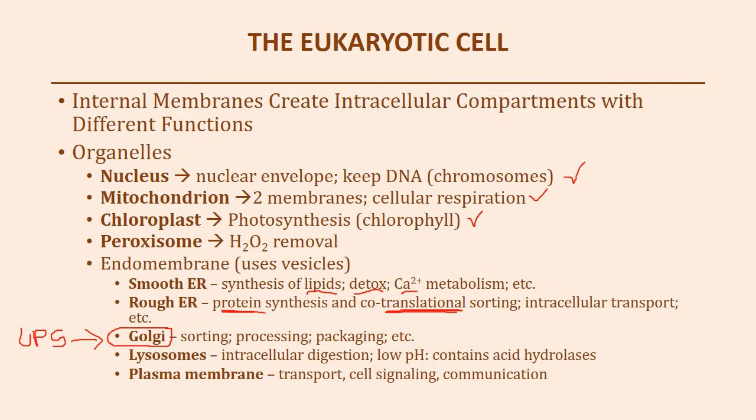So is the cell trying to generate testosterone? Is it trying to generate milk? Maybe we're looking at a lactating mother, right? Is it trying to produce certain digestive enzymes? Whatever its final secretion is, the Golgi apparatus will sort it, process it, and package it.